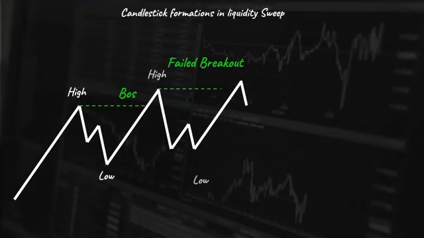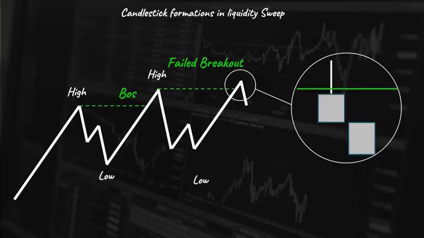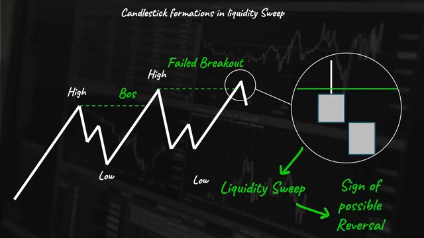Now, we have mentioned previously that for a reversal, a source must be broken. But here is an important point. When we combine the liquidity concepts with market structure, a liquidity sweep above the higher high is also considered a sign of possible reversal. For example, here we have the recent source that has broken the market structure to the upside. When price sweeps the liquidity above the recent higher high and fails to create a new high, this is considered a sign of possible reversal.